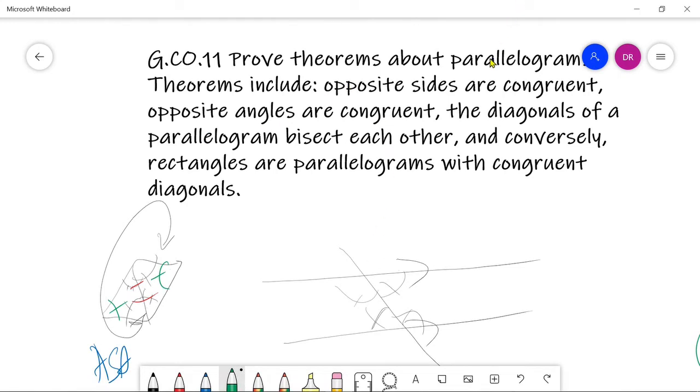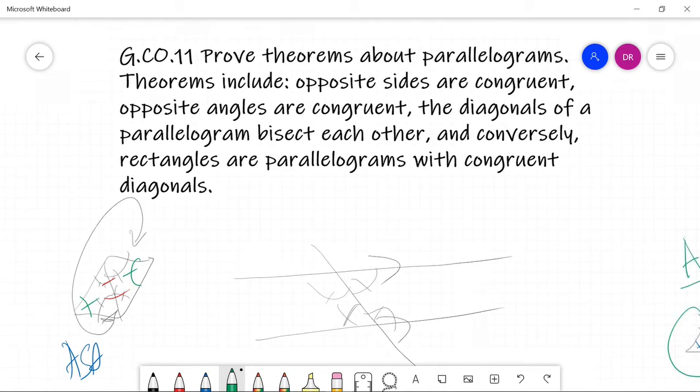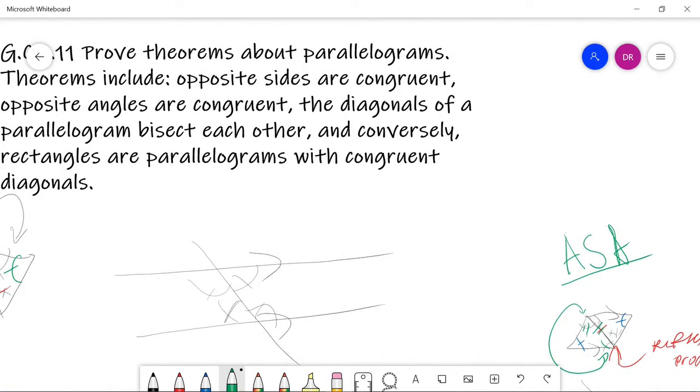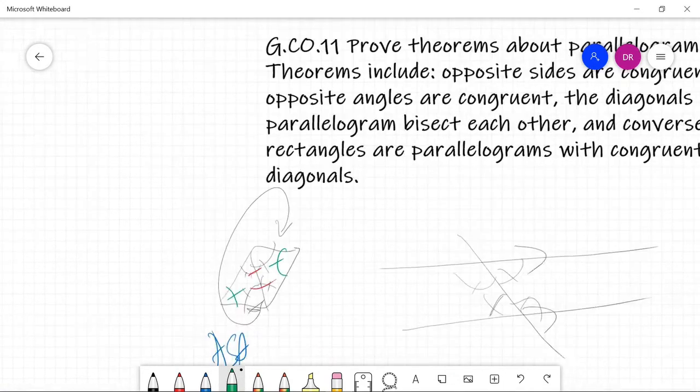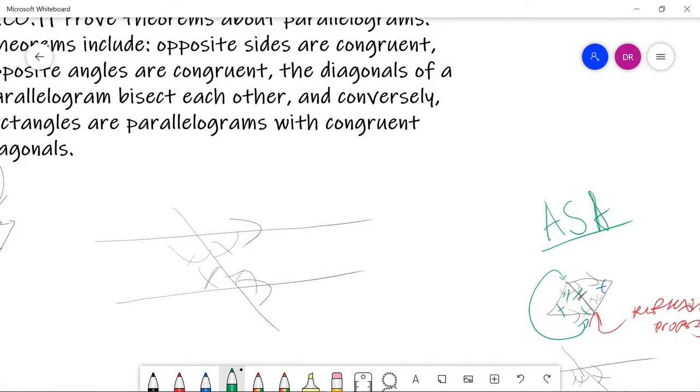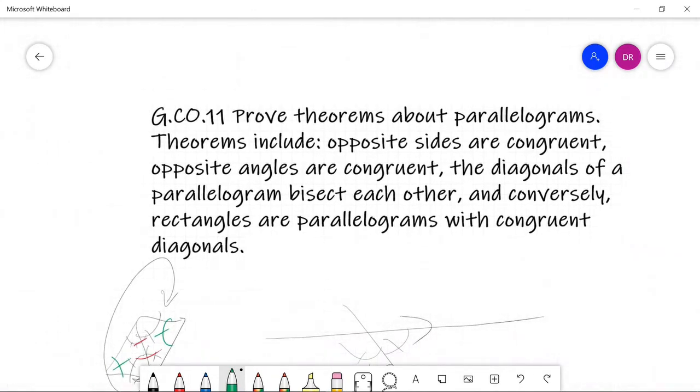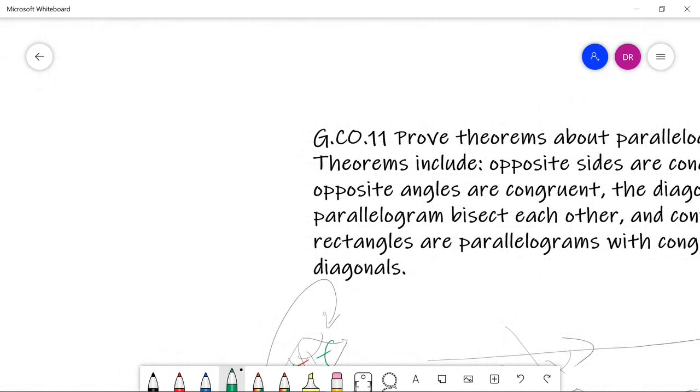Now I have to prove that the diagonals of a parallelogram bisect each other. So I don't know what to do. Let's see. The diagonals of a parallelogram bisect each other. Okay, so let's say this parallelogram. We have to prove that the diagonals bisect one another.